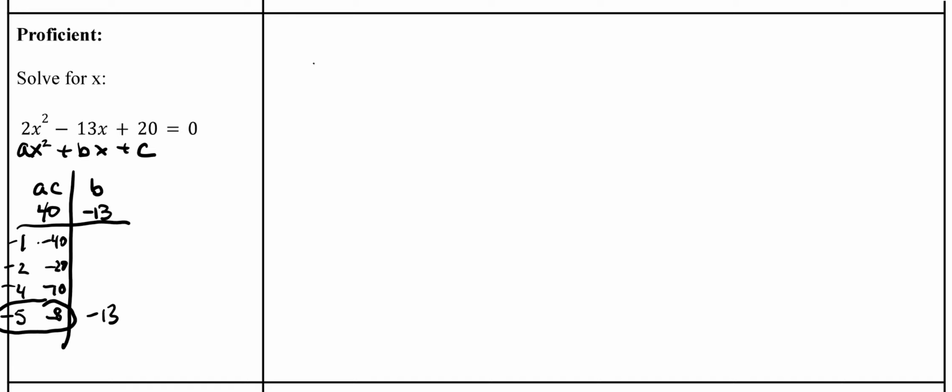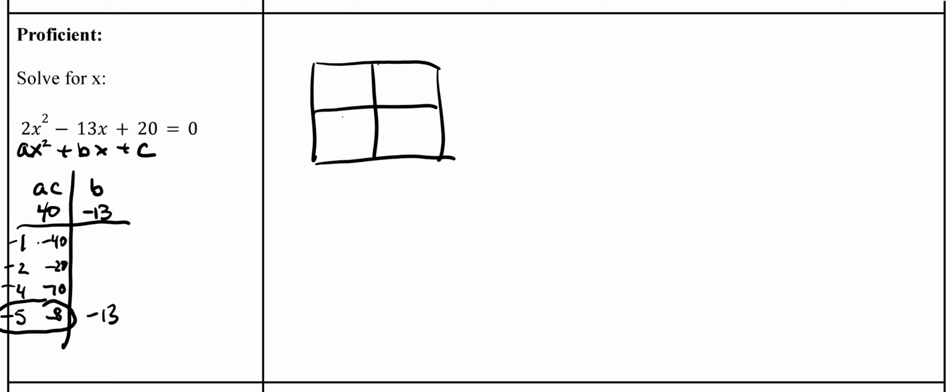So then I can go over here and use the box, let's say, to factor this out. And I take my first term, 2x squared, and put it in my first box. My last term, 20, will go in my last box. And my middle term, negative 13x, I'm going to split between these two boxes here. So let's put this in here, 2x squared plus 20. And then how do I put minus 13x in the two boxes?